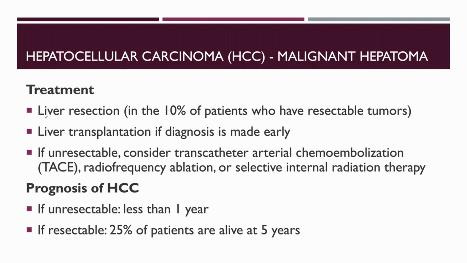Lastly, treatment. With liver resection, not very many patients have resectable tumors, but if we do, we can take out part of the liver or the tumor, and that is curative in some cases, not often. There is also liver transplantation, and if we can diagnose early enough, then there are some other ablations and things that can be done. If it is resectable, 25% of patients are still alive at 5 years, but if it's unresectable, it's less than 1% at 1 year. That is very low. And with that grim note, we will end our lecture.